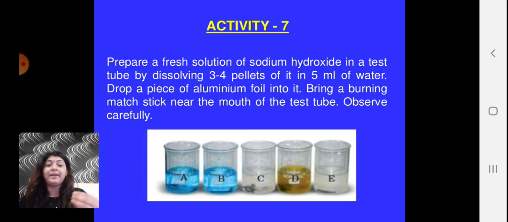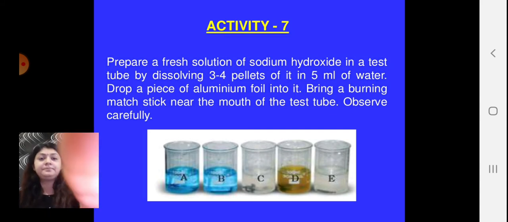Now prepare a fresh solution of sodium hydroxide in a test tube by dissolving 3 to 4 pellets of sodium hydroxide in 5 ml of distilled water. Drop a piece of aluminium foil in it. Bring a burning matchstick near the mouth of the test tube. Observe it carefully.